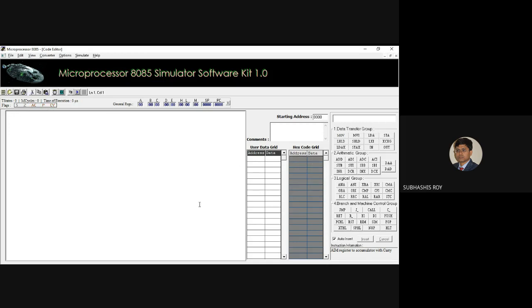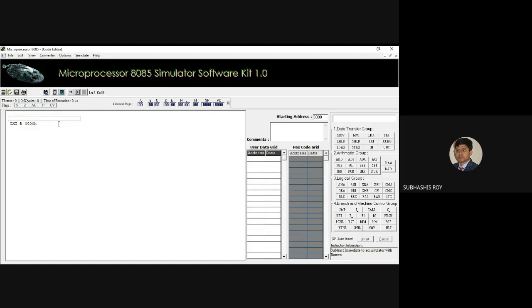So DAA is done, and finally DAD. DAD is the addition of 16-bit numbers. I have shown you an addition program of 16-bit numbers, but there I used the ADD, ADC, ADI, ACI combination, or the SUB, SBB combination. But the DAD instruction is just direct addition of 16-bit numbers. You don't need to do anything, you don't need to use ADD and ADC twice or any other combination. Just take two numbers.